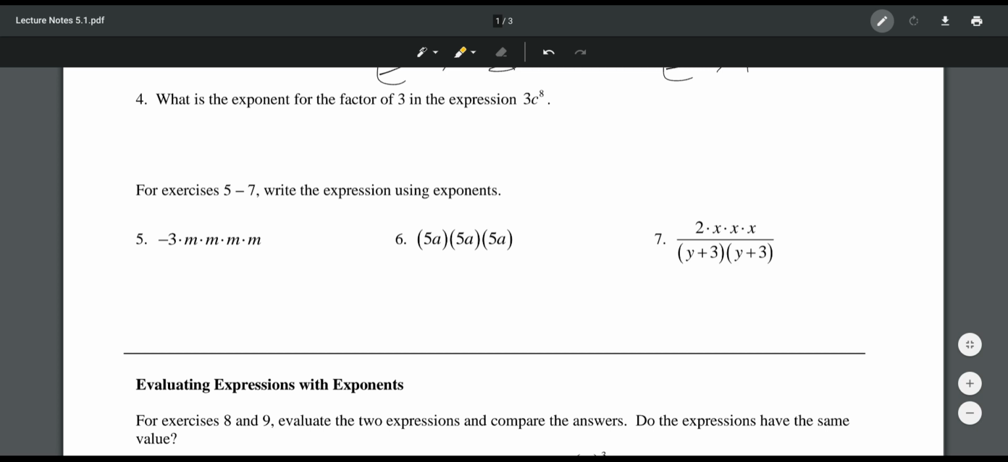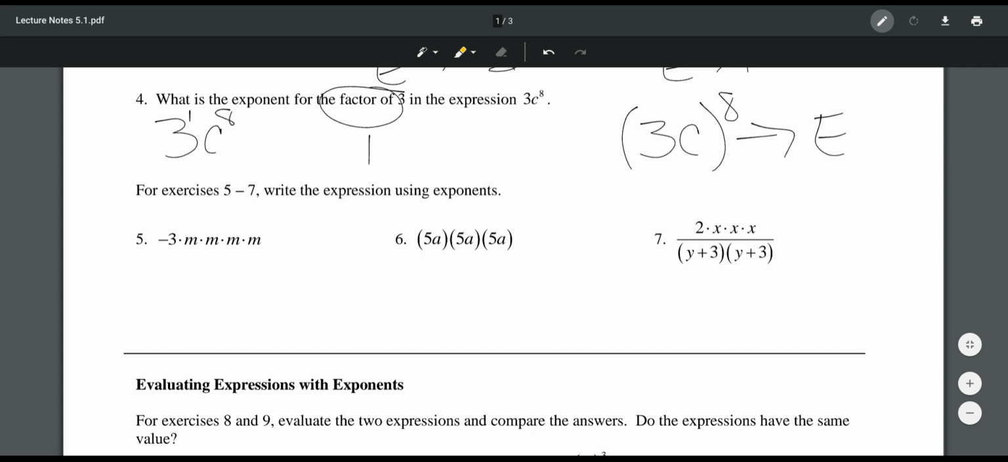So in example 4, it says, what is the exponent for the factor of 3 in the expression? Well, this is 3 to the first power times c to the 8th power. So the exponent for the factor of 3 is a 1 because there are no parentheses. Now, if that had been 3c to the 8th in a group, then the exponent for the 3 would be 8. So without parentheses or with parentheses, you have to pay attention to that.